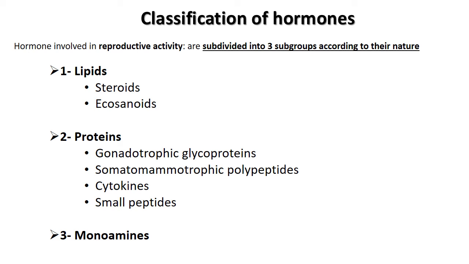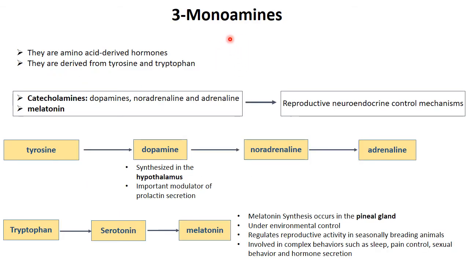Now we have been through the lipophilic hormones and the protein hormones, and now we will move to the third class of hormones, which are the monoamines. Monoamines are hormones derived from single amino acids. That's why they are called mono, for one, or single amines, because they have an amine function and they are derived from a single amino acid.